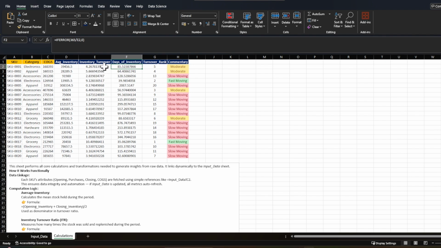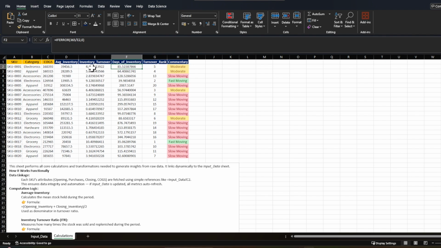So in this case, let's say it is saying that around 4 times you did the replenishment. Then what does it mean? It means that inventory stays on average 85 days before getting sold. Right now I am using 365 in order to calculate the days. If you want to calculate weeks, you can use 52, or if you want to calculate months, you can use 12. But I hope you're getting the concept.